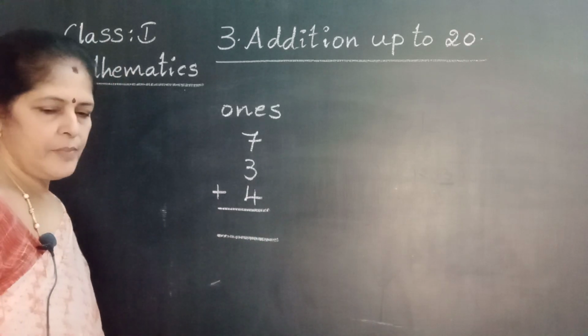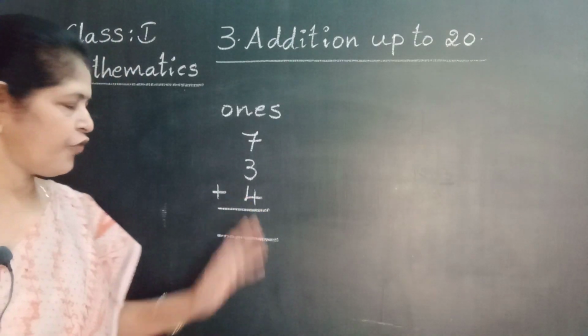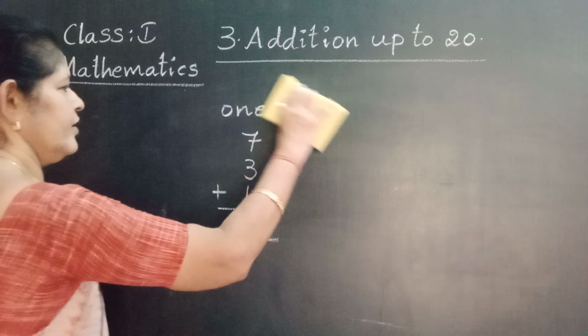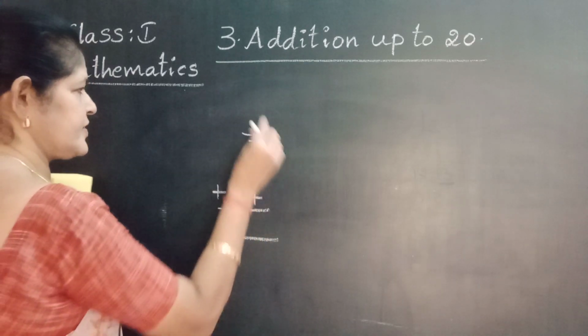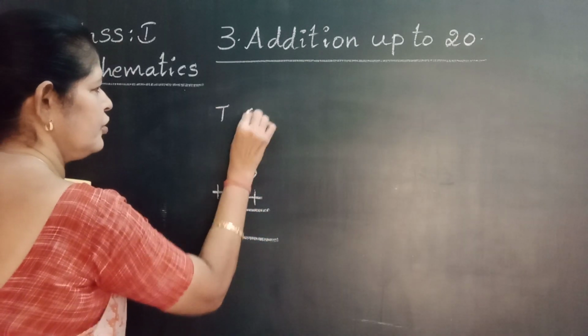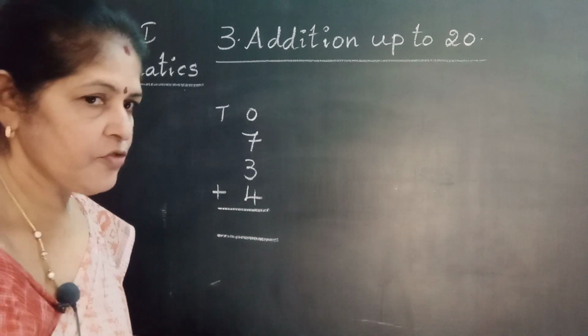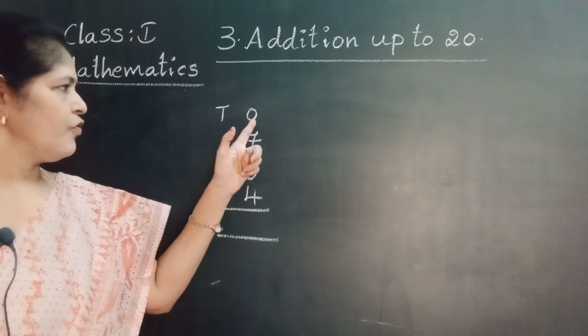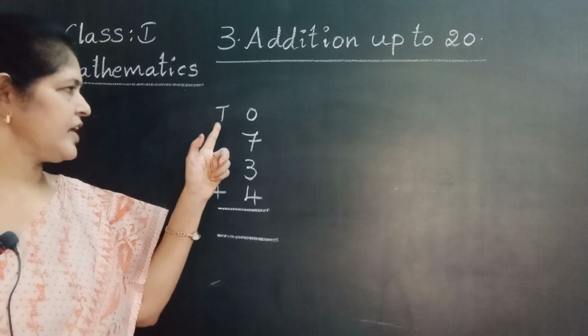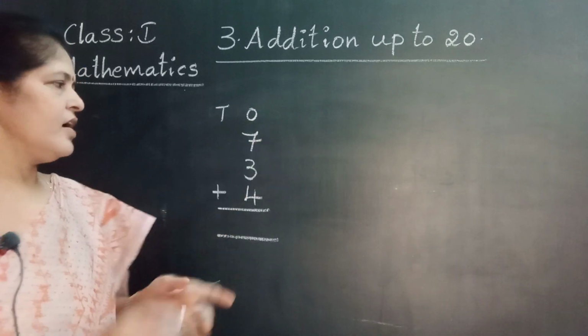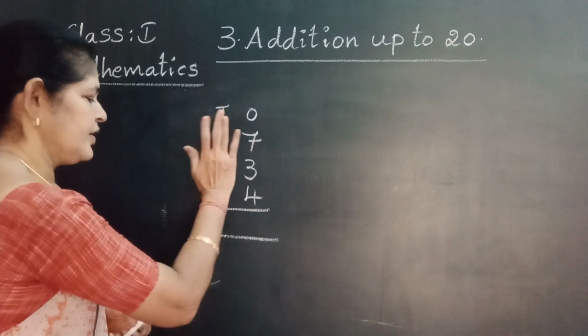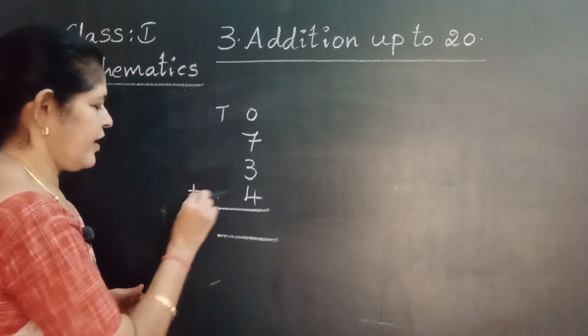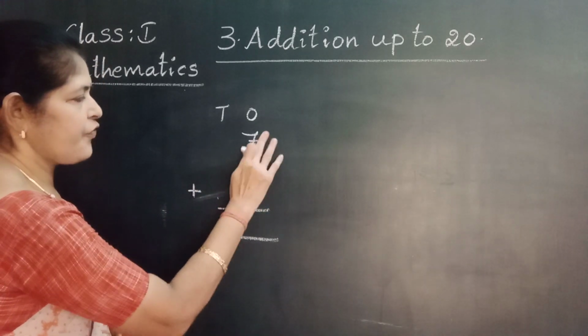7 plus 3 plus 4. Here, these are ones, but the answer goes to a 2-digit number. That's why we put the places, ones place and tens place. T for tens, O for ones. Addition starts from 7, the first number. Add these two numbers first.